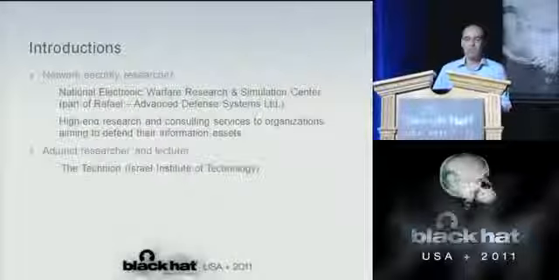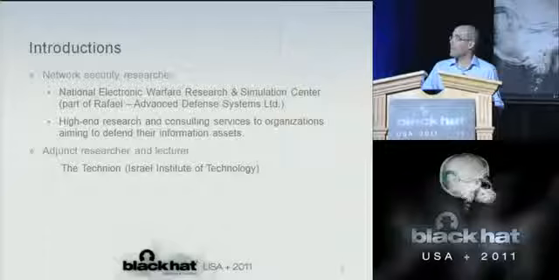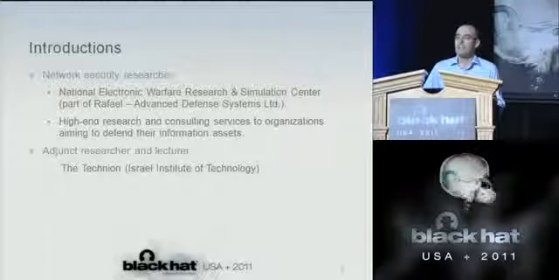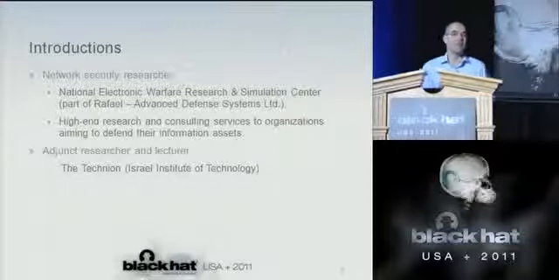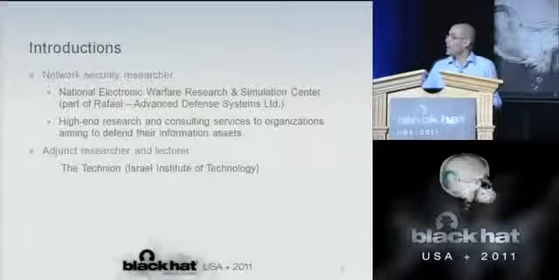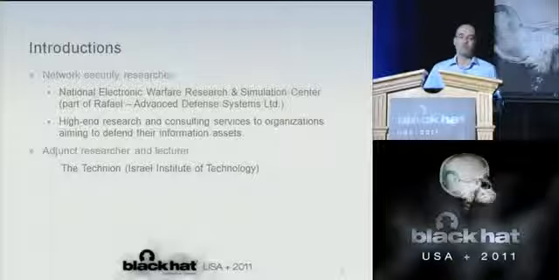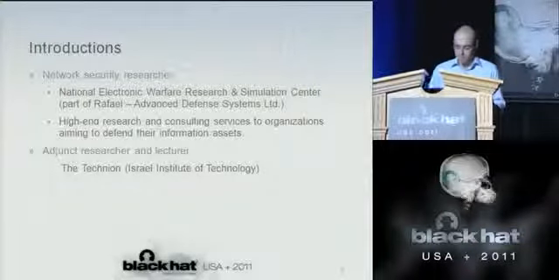Before I begin, just a quick introduction about myself. Again, my name is Gabi, and I'm a network security researcher at the National Electronic Warfare Research and Simulation Center. It's part of a larger organization called Rafael, which is an aerospace and defense company located in Israel. Our lab does high-end research and consulting services for organizations that want to better defend their information assets and networks. I also serve as an adjunct researcher and lecturer at the Technion.